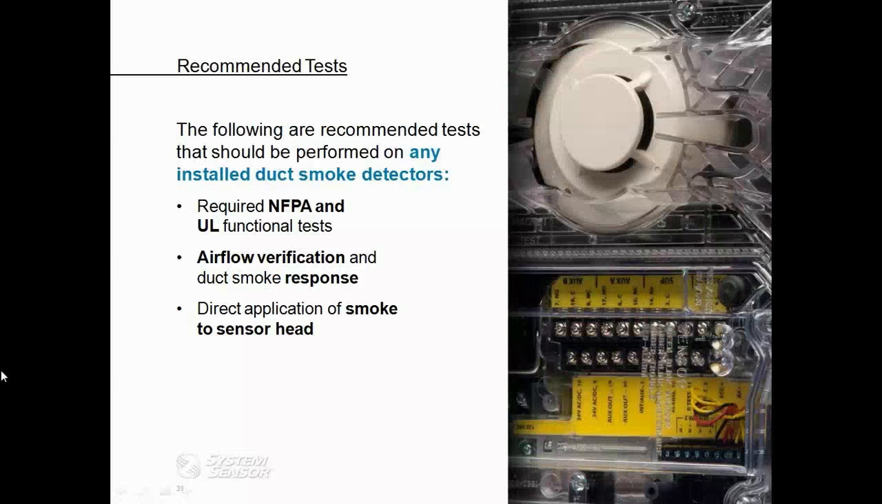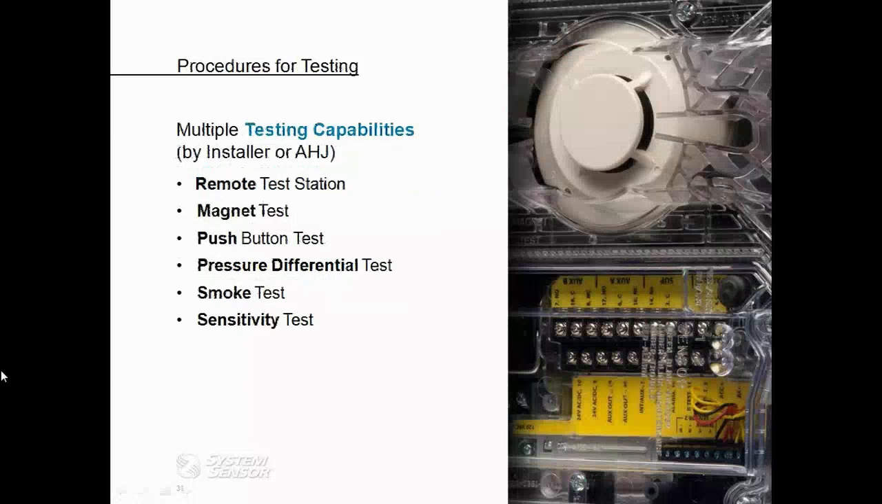Okay, in this next section of the presentation, we're going to do an overview of duct smoke detector testing. There are 3 types of tests that are recommended to be performed on any installed duct smoke detector. First, it's recommended that you follow the NFPA and UL functional test requirements. I'll review the NFPA testing requirements in the next section of the presentation, so we can talk about that then. There are airflow verification tests, smoke response tests, and finally directly applying smoke to the sensor head in order to ensure that the detector is capable of detecting smoke.